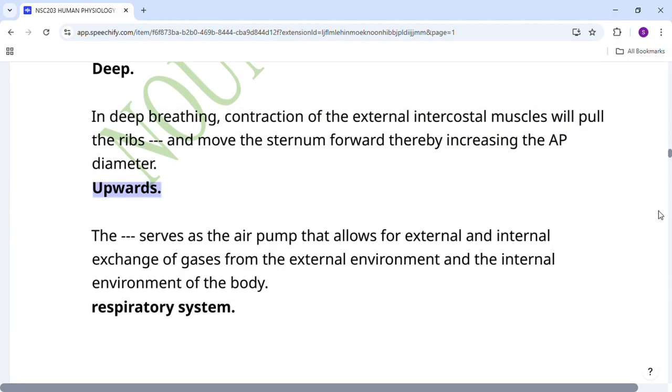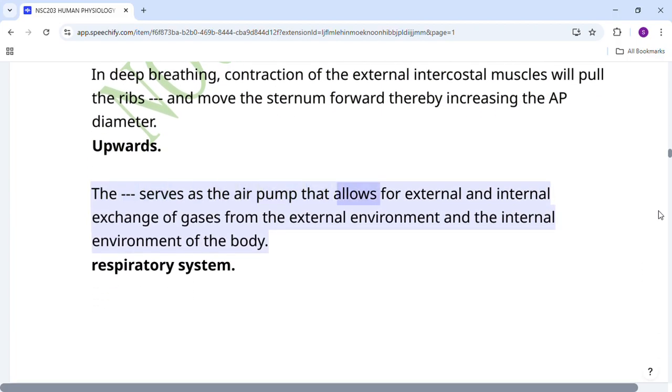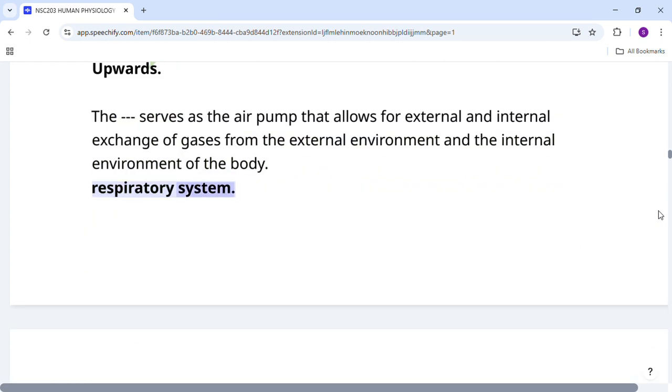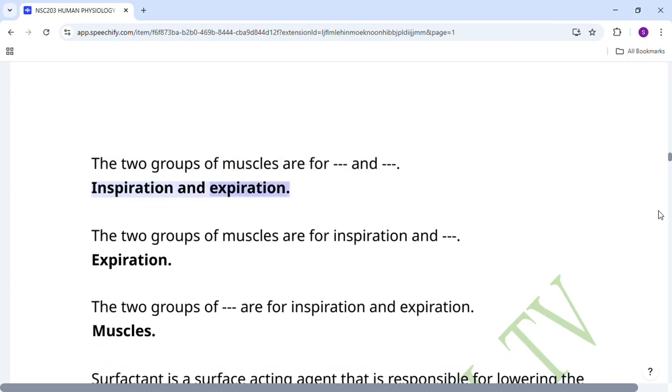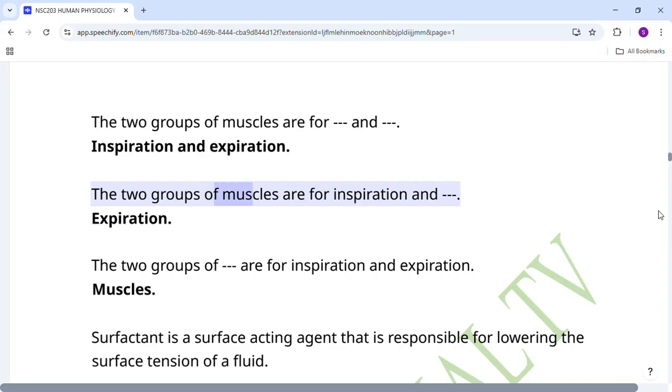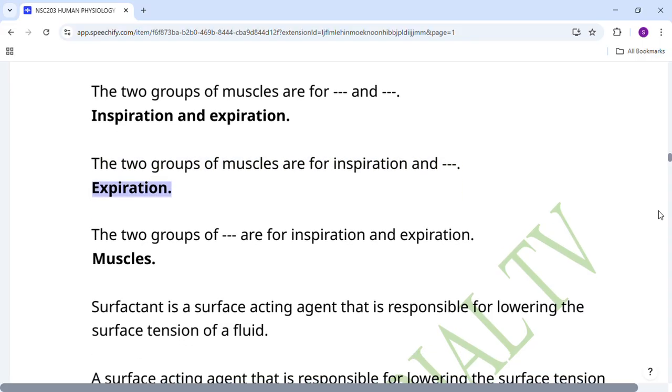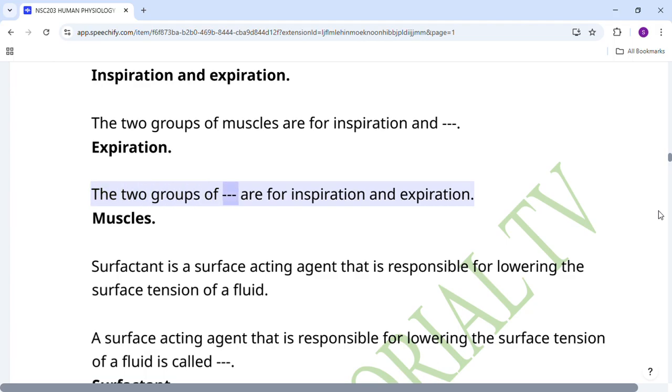The respiratory system serves as the air pump that allows for external and internal exchange of gases between the external environment and the internal environment of the body. The two groups of muscles are for inspiration and expiration.